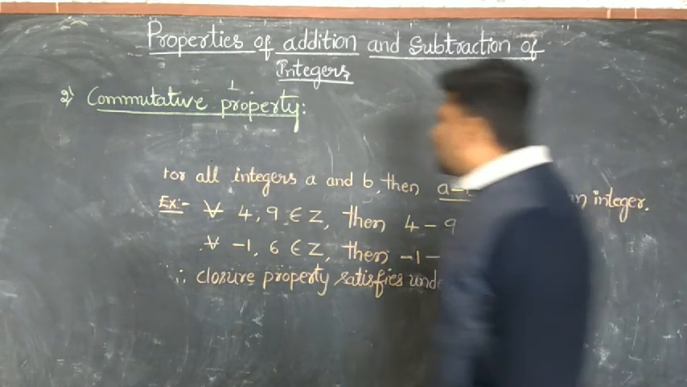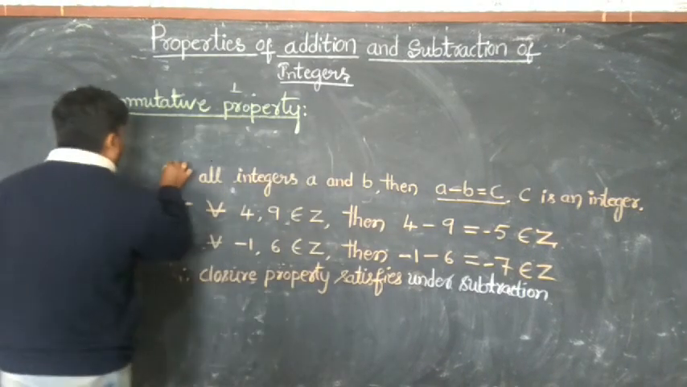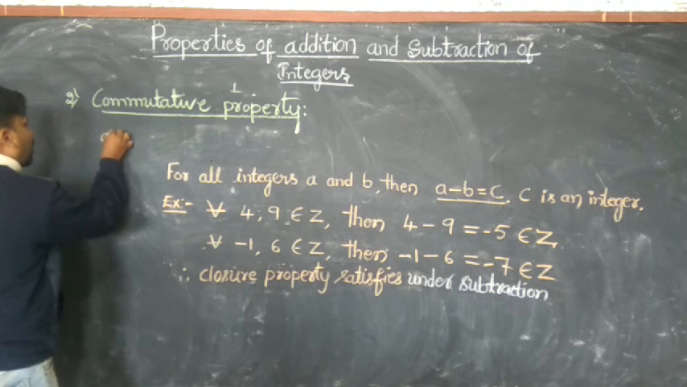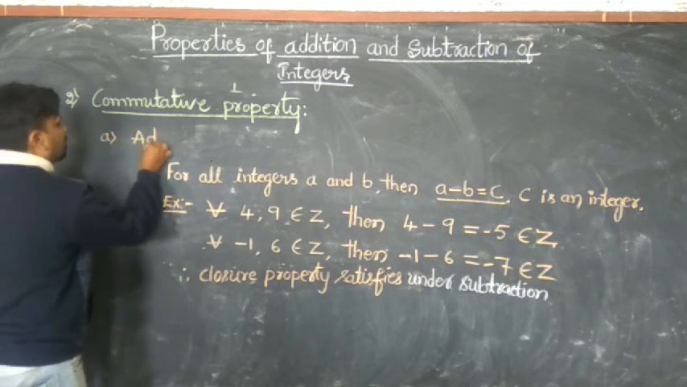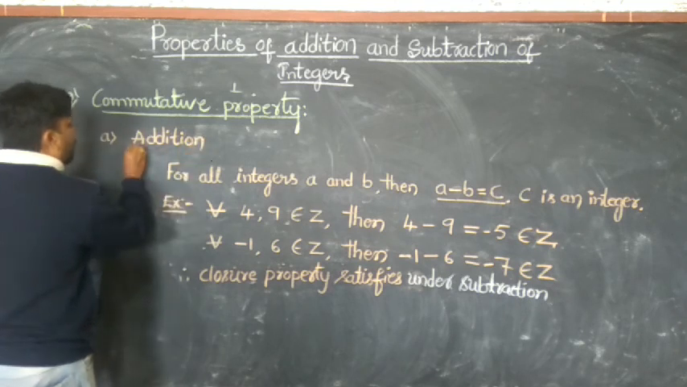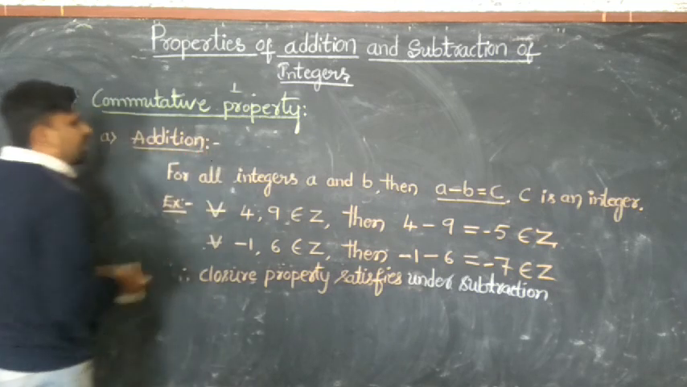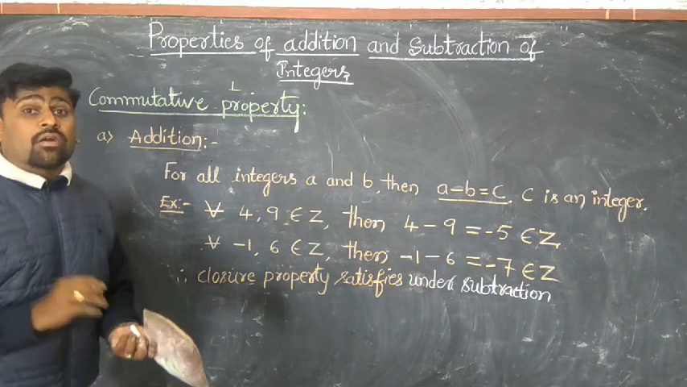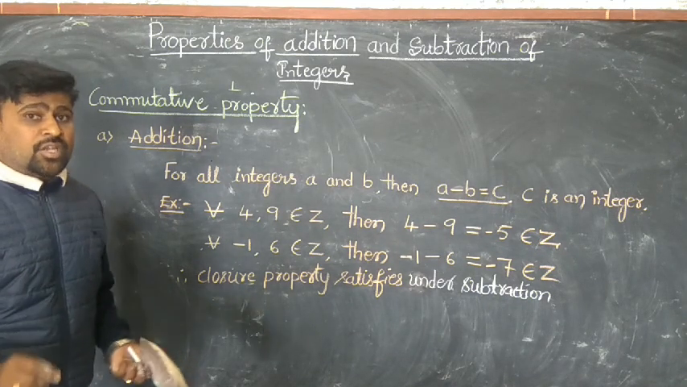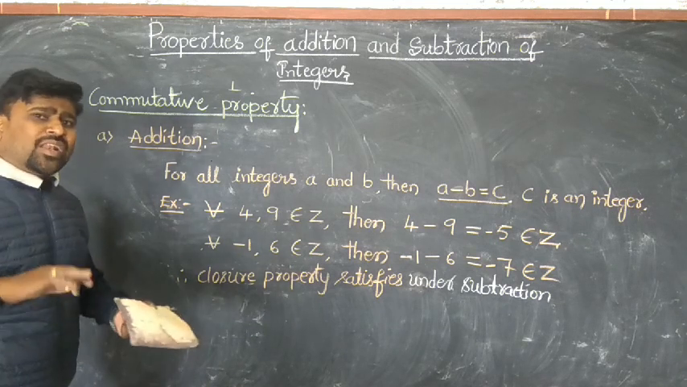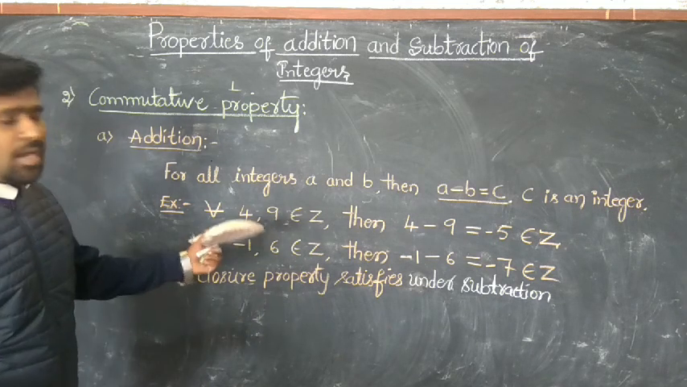One thing you have to remember: the commutative property satisfies for only addition. It does not satisfy for subtraction, understood? That's why in CW we take only addition. How it will not satisfy, I will explain here only.